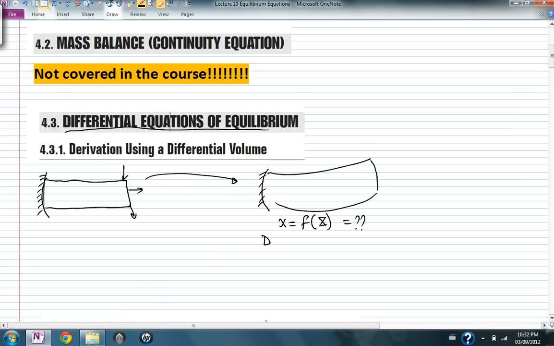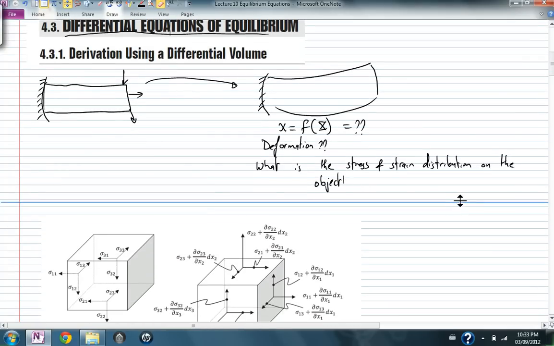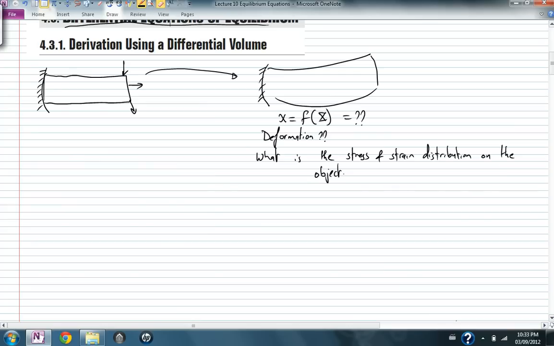So what we're interested in is the deformation, and what is the stress and strain distribution on the object. And in order to formulate the equation, we need first to assume something about the variables that we're trying to solve for. The variables that we're trying to solve for are usually the stresses in the object.